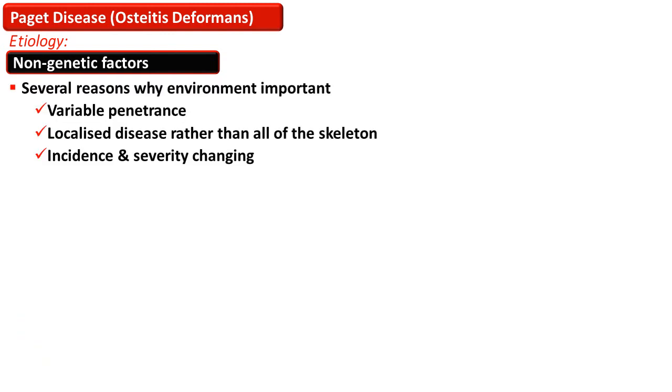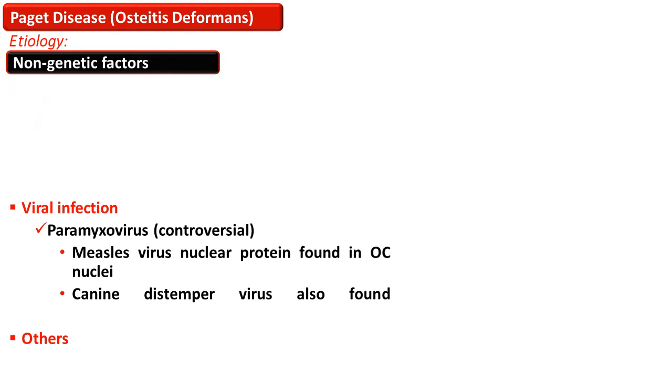Now the non-genetic factors are thought to play their role because the disease shows variable penetrance. It is localized to a bone or part of the bone, and the incidence and severity of the disease changes. It is also thought that viruses play some role in the etiology of the disease, and the clue to this etiological process came from the presence of viral nuclear proteins within the nuclei of the osteoclast.